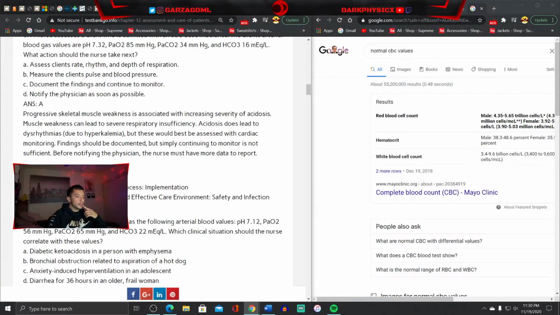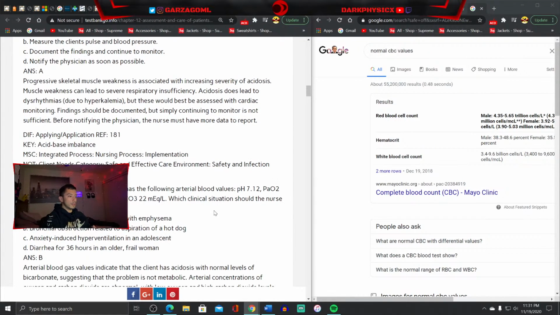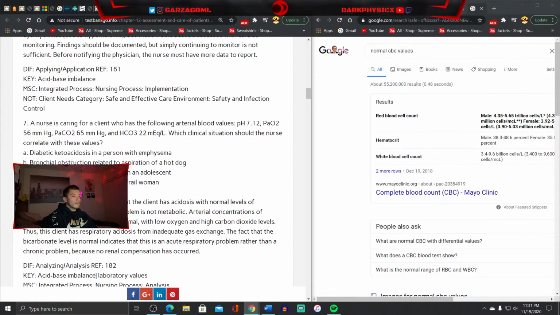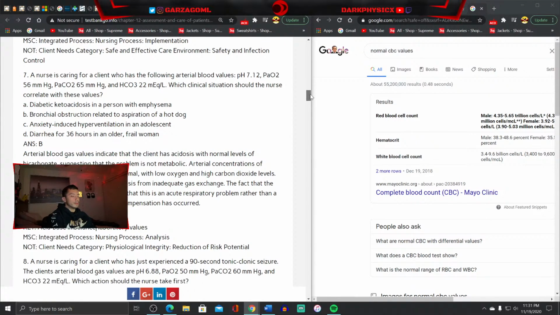So let's see, bronchial obstruction related to aspiration of a hot dog. Anxiety-induced hyperventilation. Well, that's a no because that would cause alkalosis. Diarrhea for 36 hours. And if that was true, bicarb would be way lower, I think. I'm gonna say B, bronchial obstruction, because that O2 is so damn low, that PCO2 is super high, and that freaking pH is low. So let's go with B. Yes, sir. Nice. 7B.